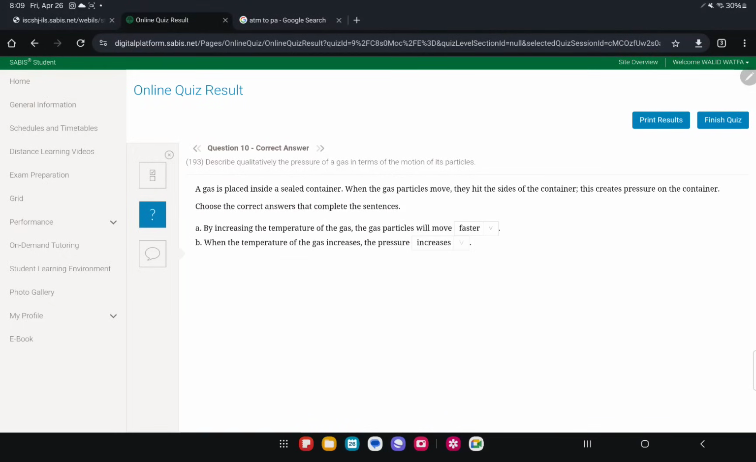Okay, a gas is sprayed inside a sealed container. When the gas particles move, they hit the sides of the container. This creates pressure. Okay, what happens if you increase the temperature of the gas? What happens to the speed? Obviously, at a higher temperature, it will be faster, right? And when the temperature of the gas increases, what happens to the pressure?